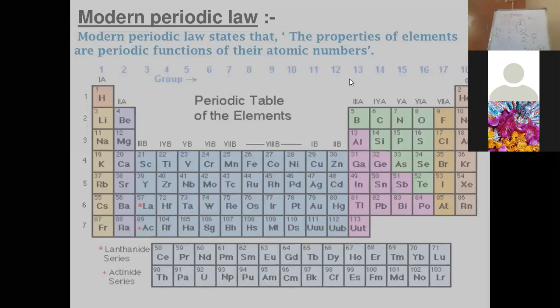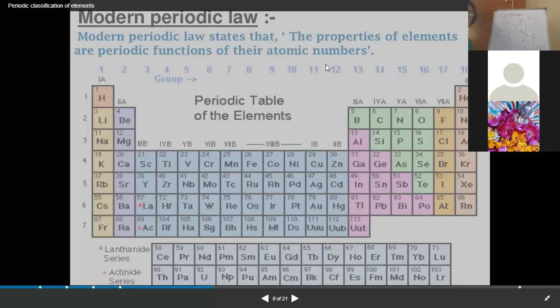Okay, if I say the periodic table is broadly divided into metals and non-metals, right? You can see the zigzag line, and the color scheme which has been used to differentiate one from the other. So the periodic table has been broadly divided into metals and non-metals.